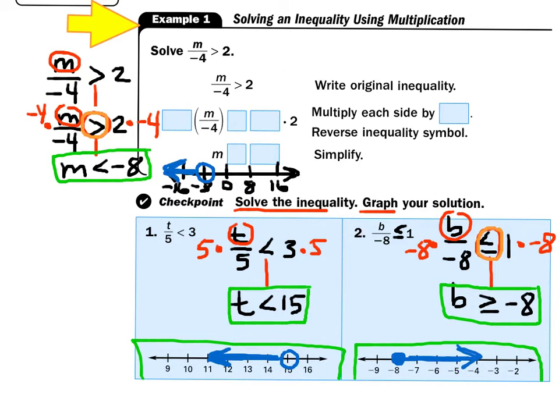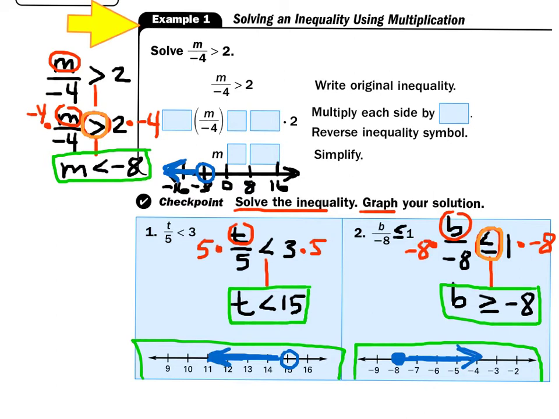Take a look at number 2. b over negative 8 is less than or equal to 1. So I wrote out the inequality. I used my red, circle the variable, bring down the wall. Take a look at what's touching the circle, dividing by negative 8. So to destroy it, I have to multiply by a negative 8 on both sides of the wall.